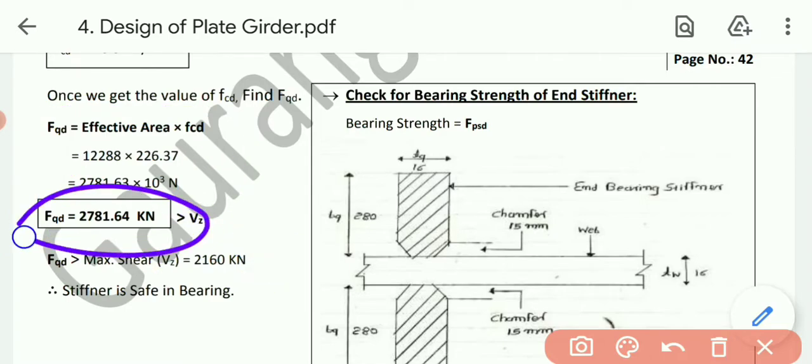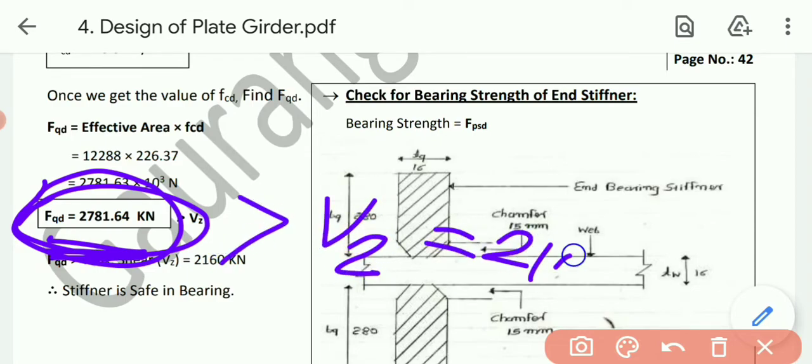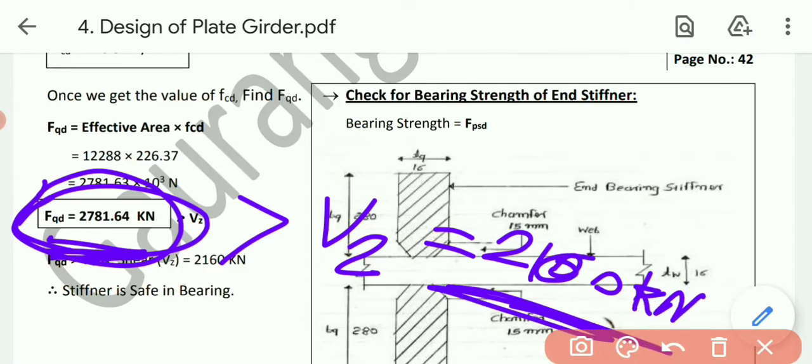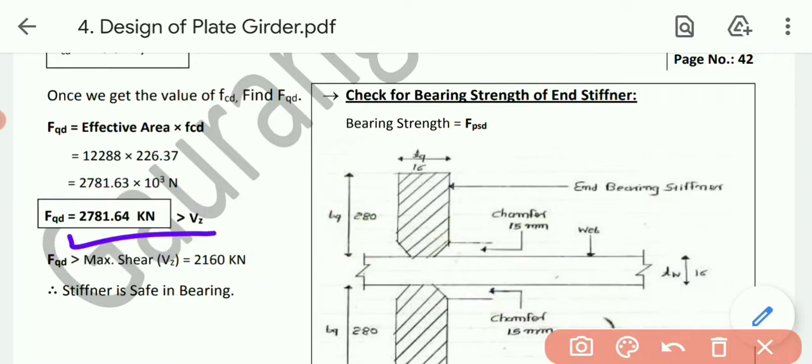What does this answer indicate? That the web along with the two pair of stiffeners which we have provided, say 280 cross 16 mm, can sustain the load of 2781 kilonewton, and it must be greater than Vz. That was our requirement, I think 2160 kilonewton, which is greater than that, so okay. If this condition isn't satisfied, then you need to change your dimensions, means you need to increase the width of the stiffener. But over here our condition is satisfied, hence okay. So the stiffener is safe in bearing.